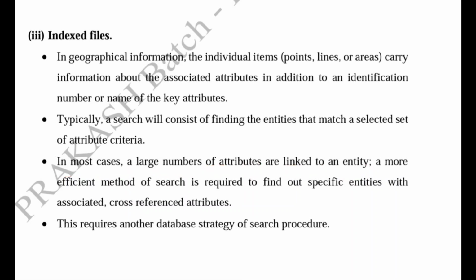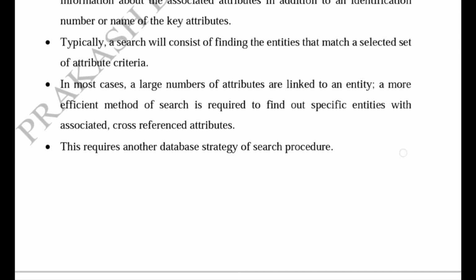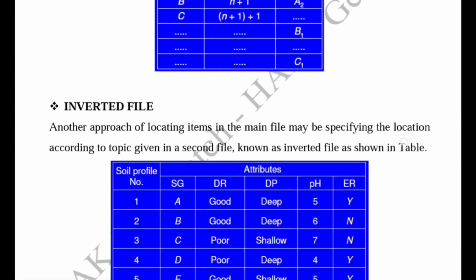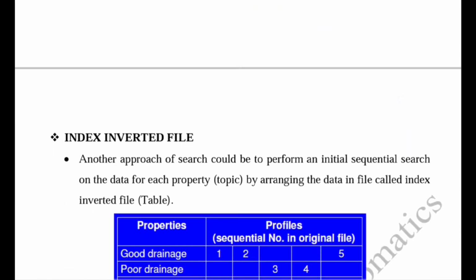So in the case of indexed files, for searching any single item we require a specific entity or a specific key to search out. On this basis, indexed files are further classified into three types, so we can easily retrieve the data. We will see these three classifications of index file used to easily search the data. There are mainly three types of index file. The first one is the direct file, the second one is the inverted file, and the third one is the indexed inverted file.